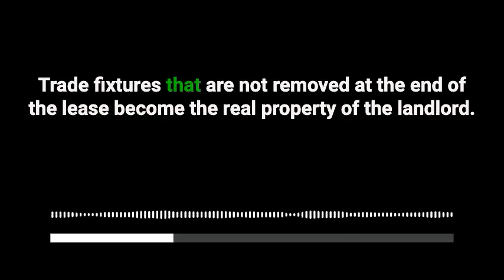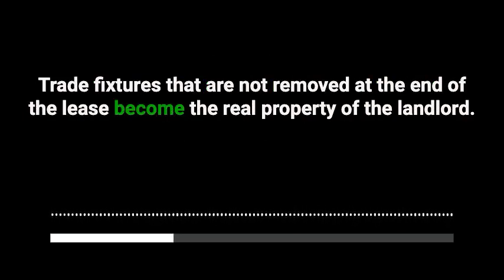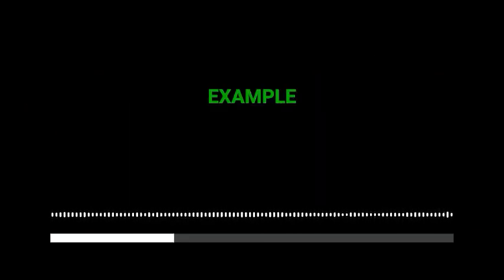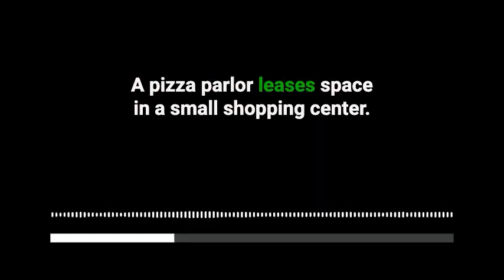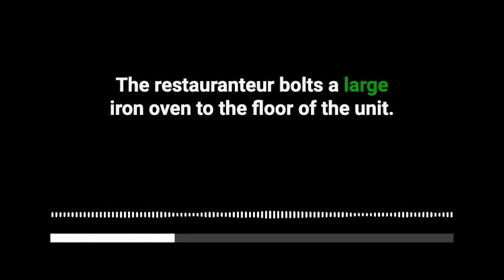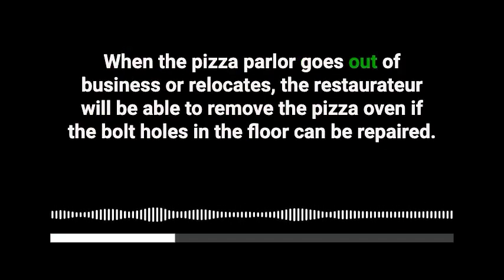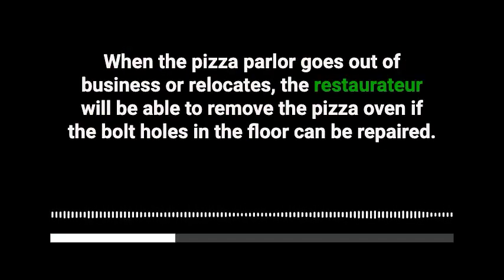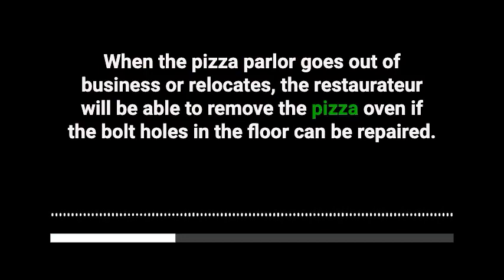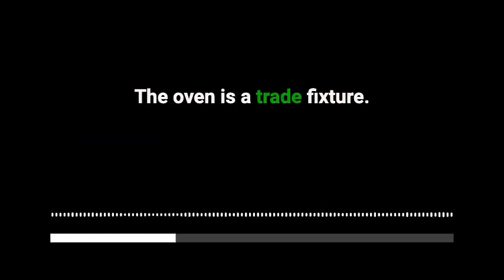Trade fixtures that are not removed at the end of the lease become the real property of the landlord. Acquiring the items in this way is known as accession. Example: a pizza parlor leases space in a small shopping center. The restaurateur bolts a large iron oven to the floor of the unit. When the pizza parlor goes out of business or relocates, the restaurateur will be able to remove the pizza oven if the bolt holes in the floor can be repaired. The oven is a trade fixture.